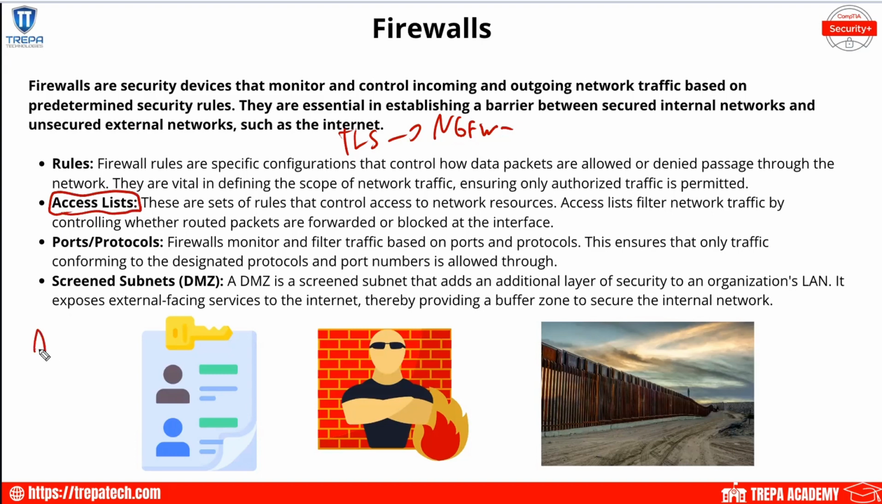These access lists are going to contain what are called access control entries. Access control entries are going to be our permit/deny statements, sometimes also allow or block statements. Okay, so that's firewalls. They are essential in establishing a barrier between secure internal networks and unsecured external networks.